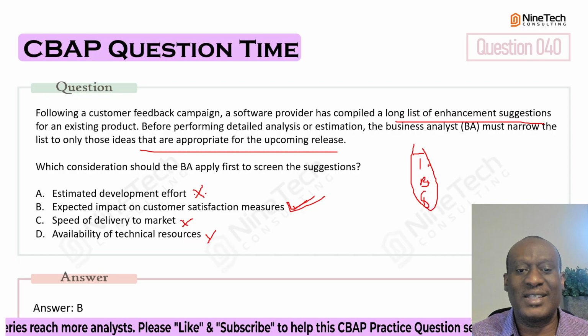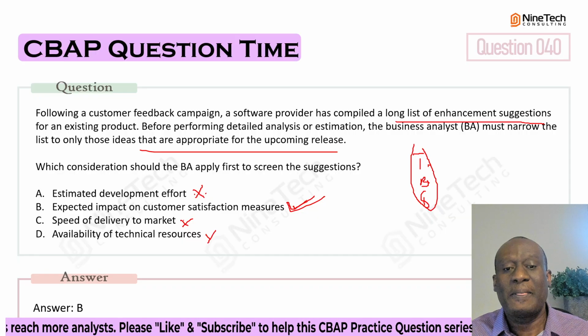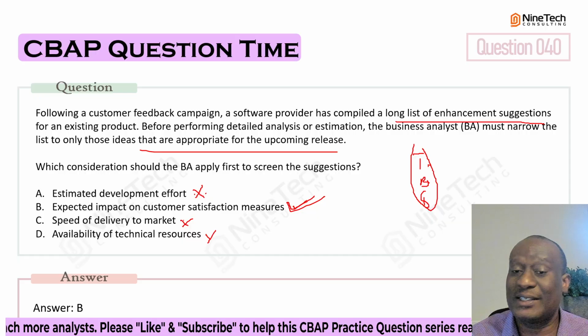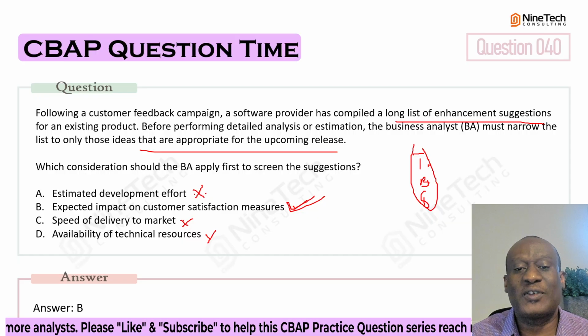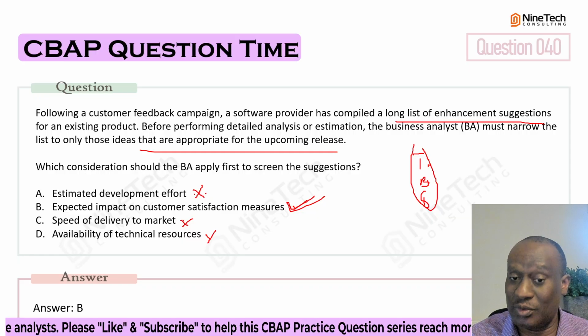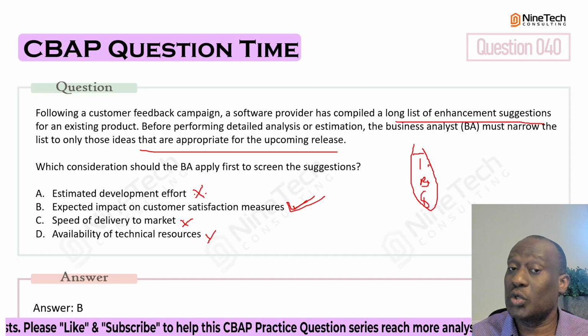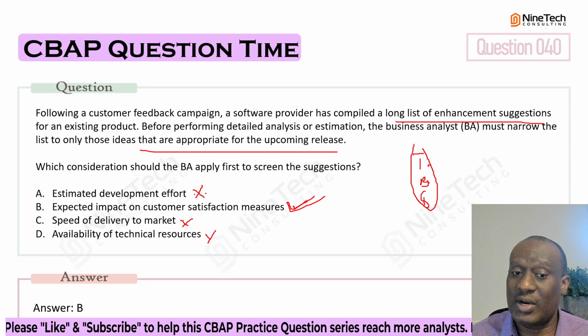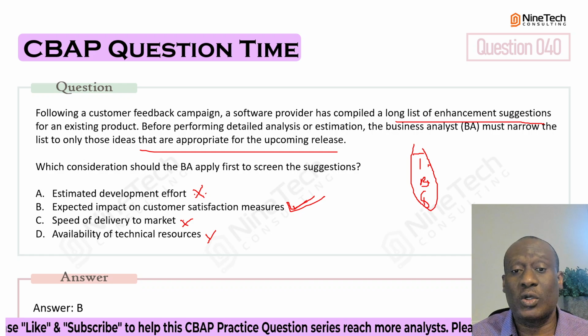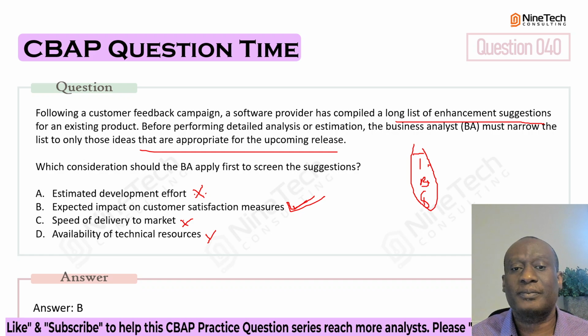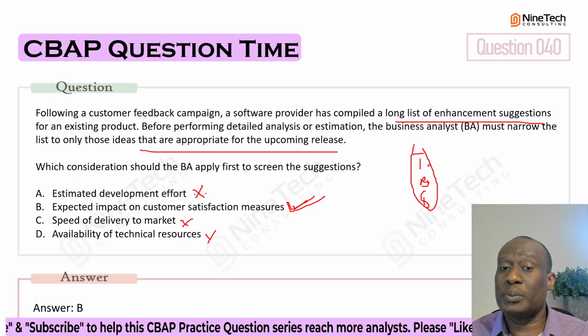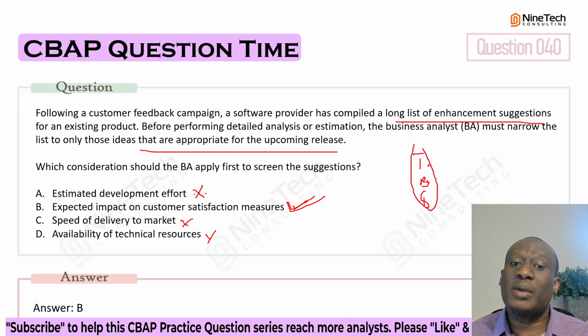Congratulations. We got to the end of the questions, and this wraps up our CBAP practice questions 31 to 40. If some of these questions challenged you, it's a good sign. CBAP is designed to test your judgment and reasoning, and not just speed or memorization. Take a moment to review why the incorrect options were wrong, because that's where most mistakes are made.